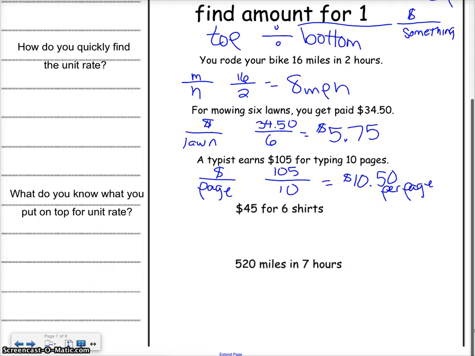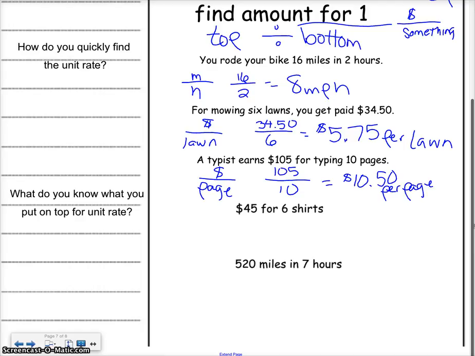That's the standard. 10.50 isn't interpreting. I have to say, what is that 10.50? 10.50 per page. You do have to write that. That shows you're meeting the standard, that you know what that 10.50 means. Okay.